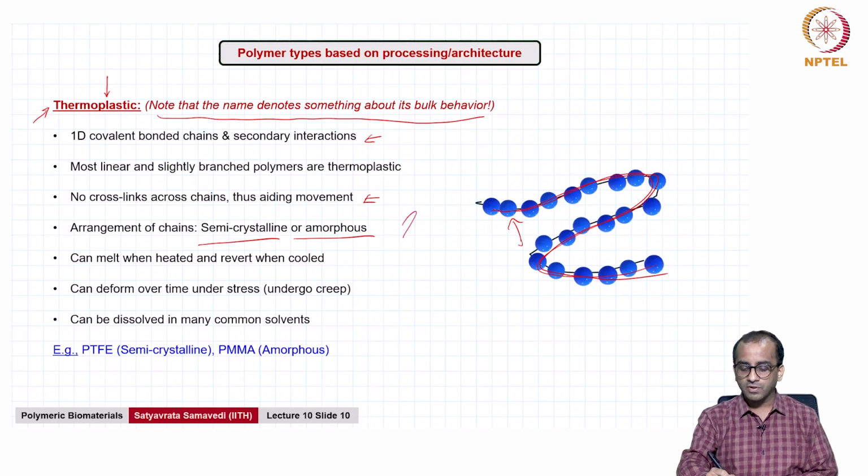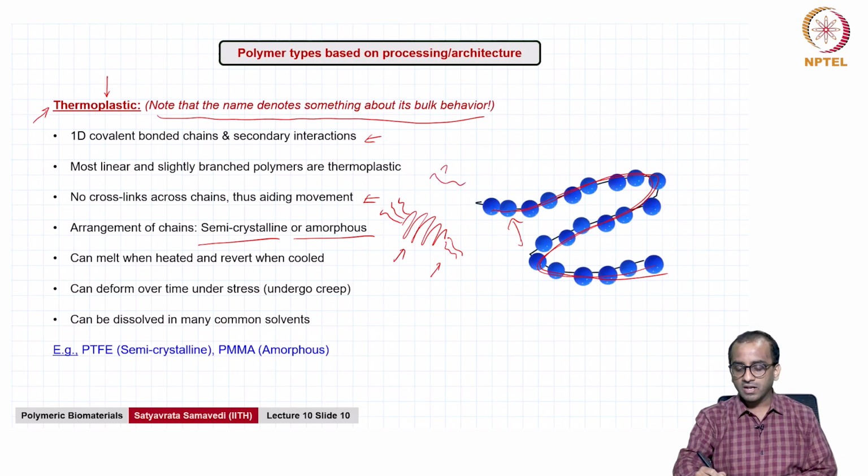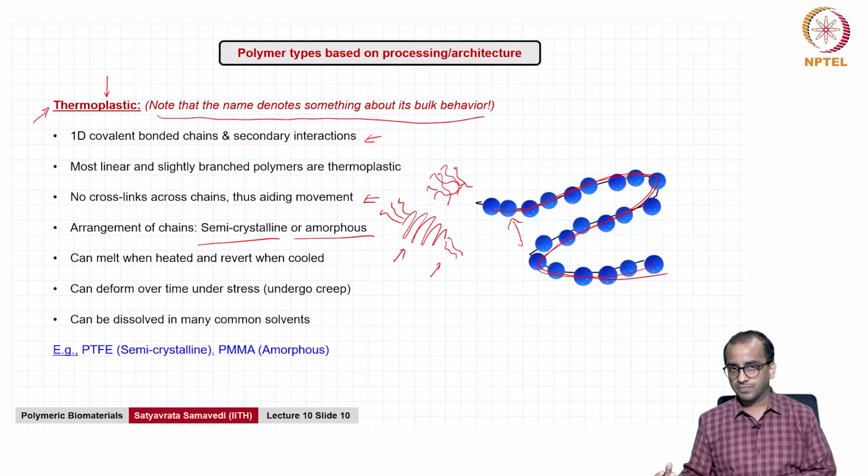So you can either have polymers like this, which would be called a semicrystalline material, where there is an ordered region and there is an amorphous region, or you can have polymers that are like this, where there is no order or long range order. That's what crystallinity means.